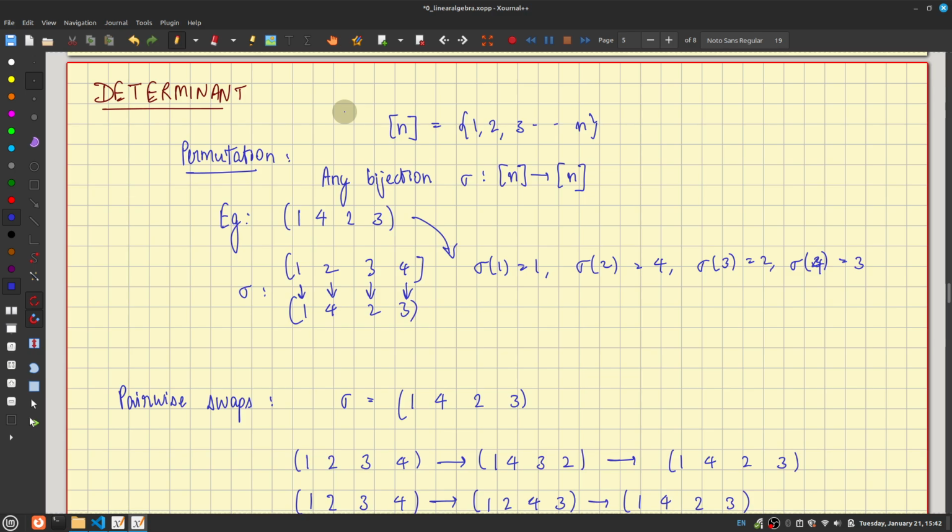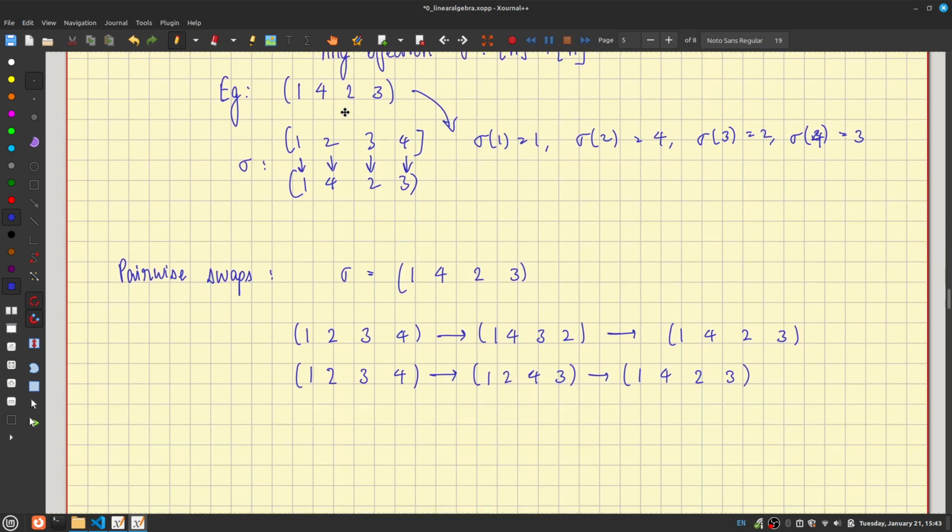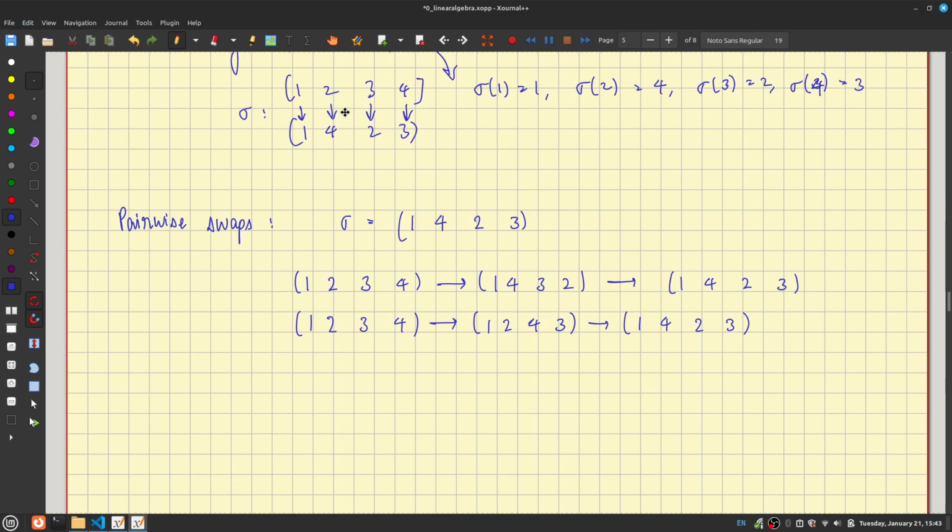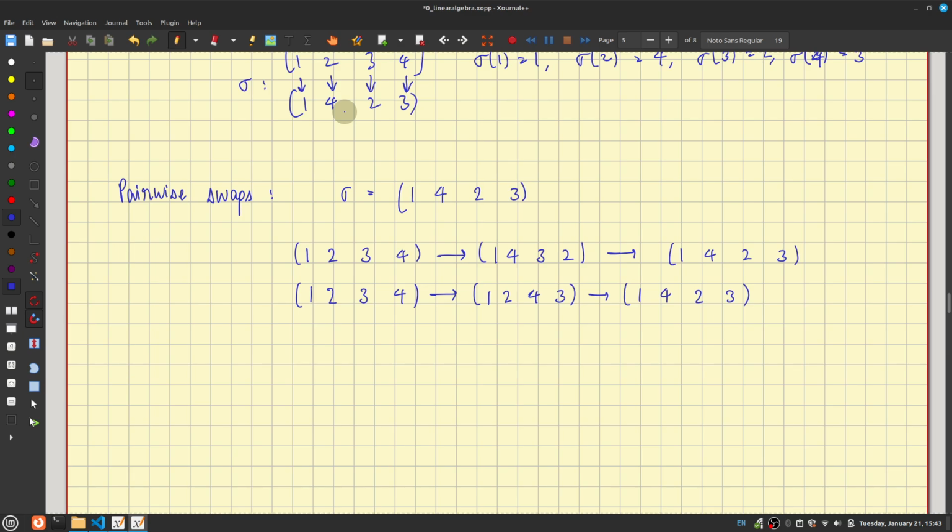You just take 1, 2, 3 up to n, and then shuffle all of these elements. You get a permutation. Nothing else. But a nice feature about permutations is the following. Suppose I take any arbitrary permutation. Let's take 1, 4, 2, 3.